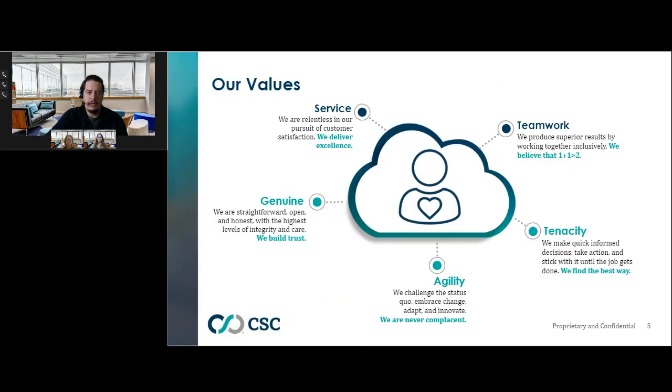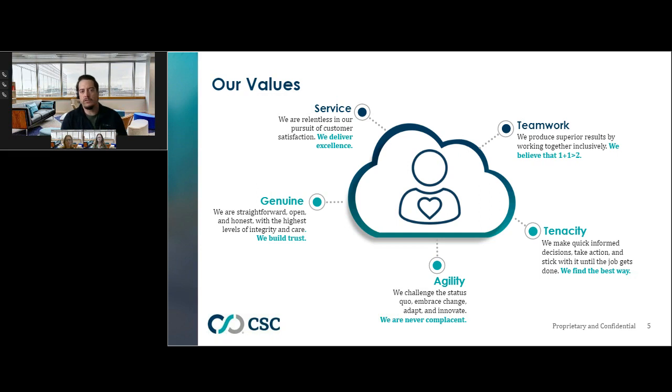On the second side of it, a little more on the culture side of who we are, I think we really try to live by a set of values, and I truly believe this drives a lot of the people at CSC in terms of what we do. Our core values are service, teamwork, tenacity, agility, and being genuine. I think you'll find that all employees of CSC bring these elements to the table, and they also help us be a successful company and have successful partnerships across the business.